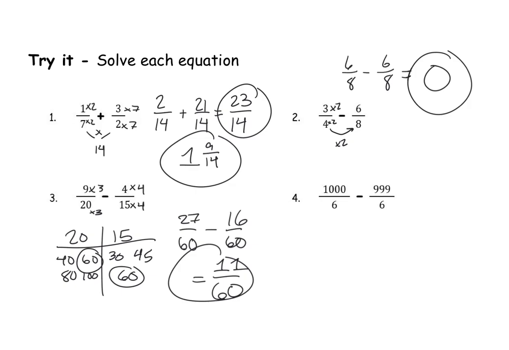Finally, number 4, let's check. I have common denominators already. This just becomes a subtraction problem. I had 1,000 and I take away 999. I am left with 1 on top, and we keep our denominator the same, 1/6.